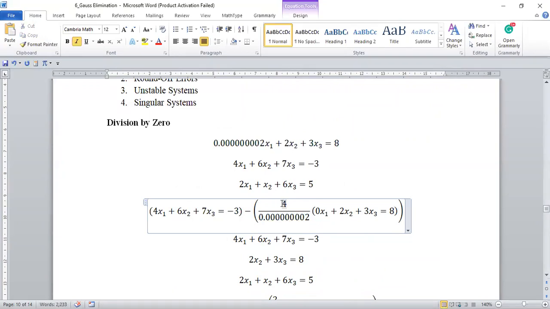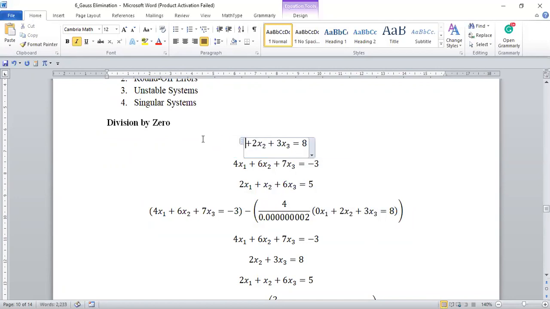So this calculation is going to give you a very, very large number. And when you do the subtraction, these numbers are very small, but the result of this calculation is very, very large. So it's going to give you an error. There's going to be a lot of round-off errors as a result of that. So this is the situation where you don't have a coefficient here, and you have a very, very small coefficient for your pivot equation. The first equation is called the pivot equation.